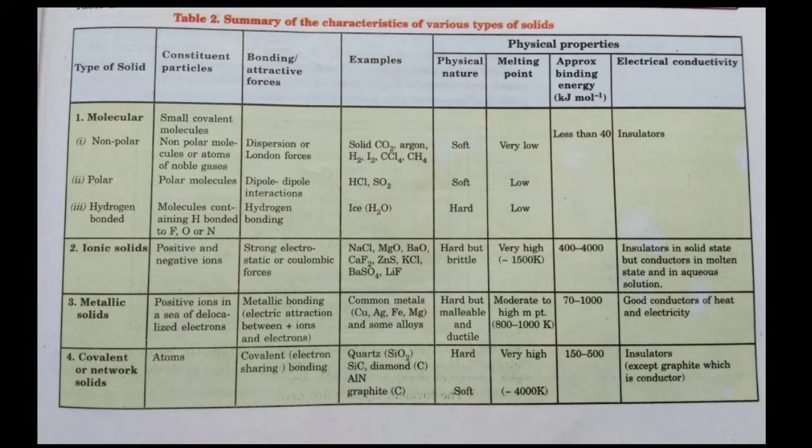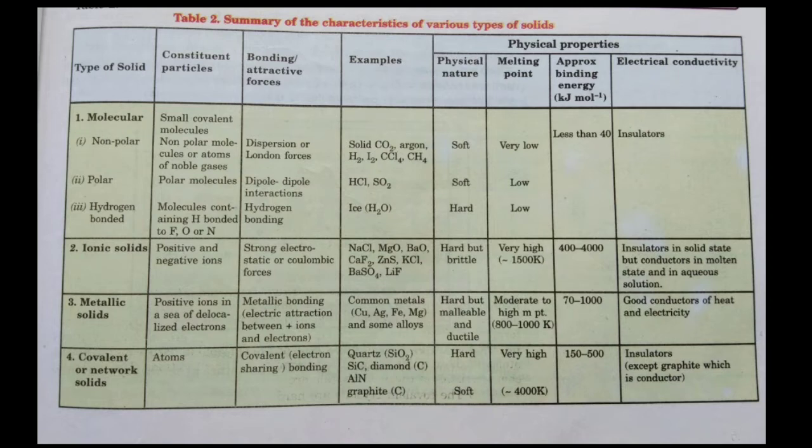The next one is the polar solids. Polar solids are those solids which are held together by dipole-dipole interactions. So examples like hydrochloric acid, SO2, sulfur dioxide. The next one is hydrogen bonded. They are held together by hydrogen bonds. Okay. So examples like ice, H2O.